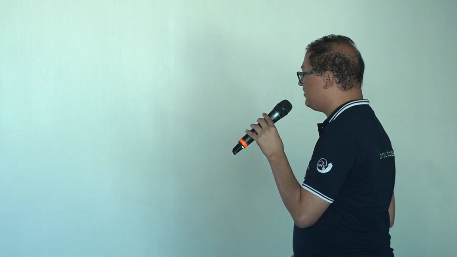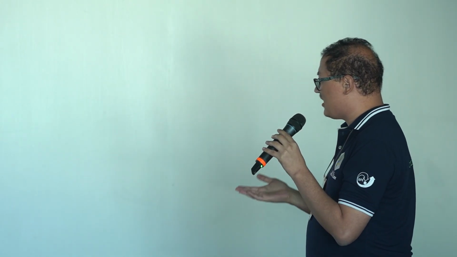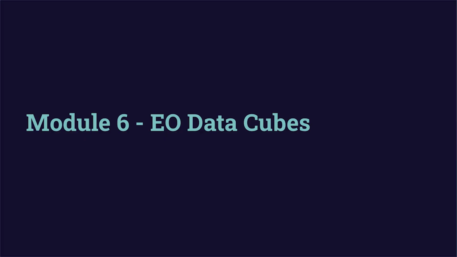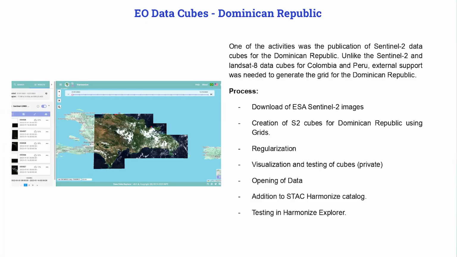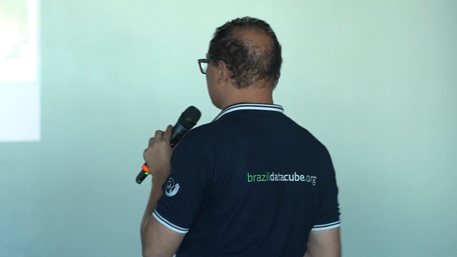Here is an example of data cube products from the República Dominicana. It was downloaded with ESA. We have visualization over the Data Cube Explorer platform. Here's an example. We have data for the whole country with a cover of 1 year. It was an example we did to promote the production of EO data cubes for different countries.